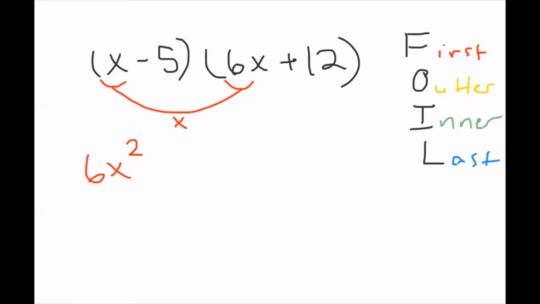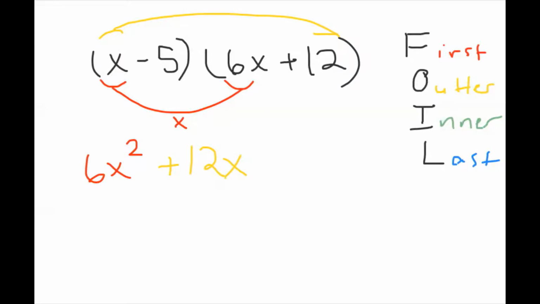And outer, when I'm talking about the outer, I'm talking about the ones that are on the outside, right? Kind of towards the outside of both parentheses in both binomials. And that's going to be x and 12x. And when I multiply those, I get 12x.